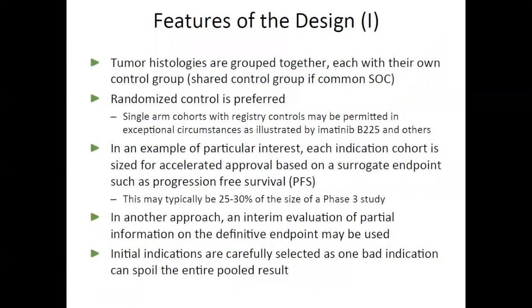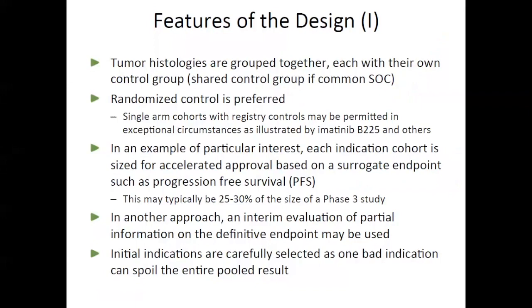Each tumor histology should have its own control group, but it can be shared if it's common across them. A randomized control is preferred, but we do have variations of this that can be done with single-arm cohorts and response rate kind of endpoints. And an example of particular interest that I presented in this slide: we have a surrogate endpoint such as PFS at interim, and it's more sensitive, and we power each indication based on that surrogate endpoint. But in an alternative approach, we can look at interim at partial information on the definitive endpoint.